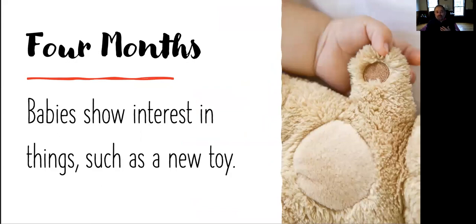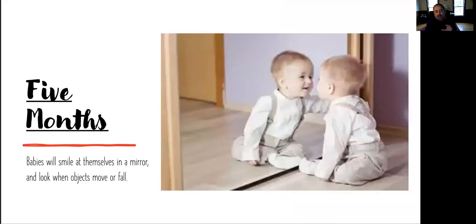Month 4, baby will show interest in things such as a new toy, and new things that are around them. So they'll show that interest. You watch them at 4 months old. 5 months, baby will smile at themselves in a mirror, and they look when objects move or fall.